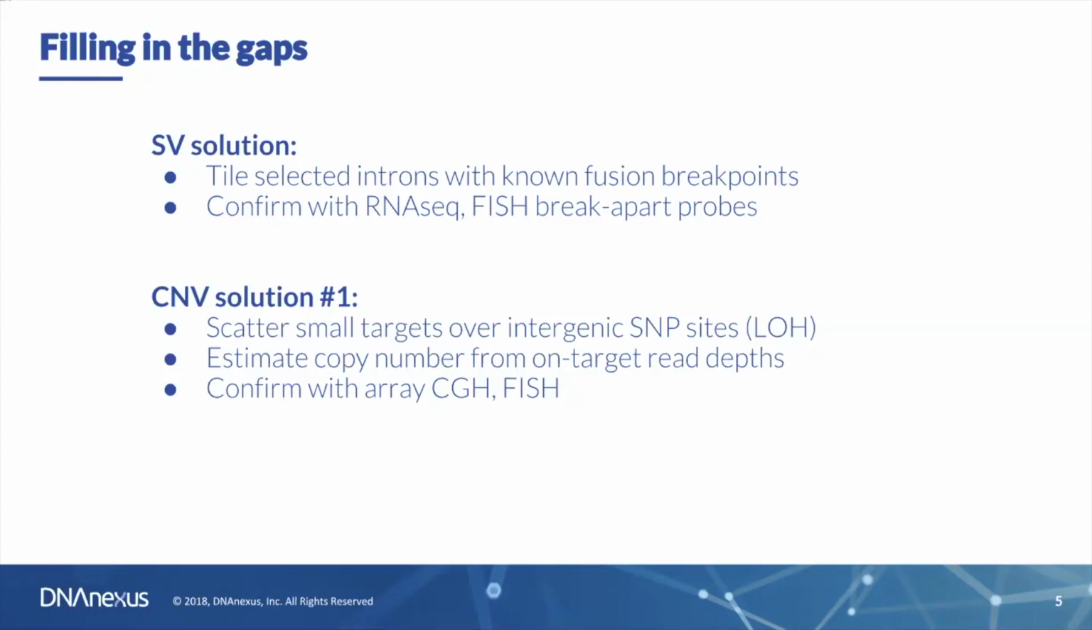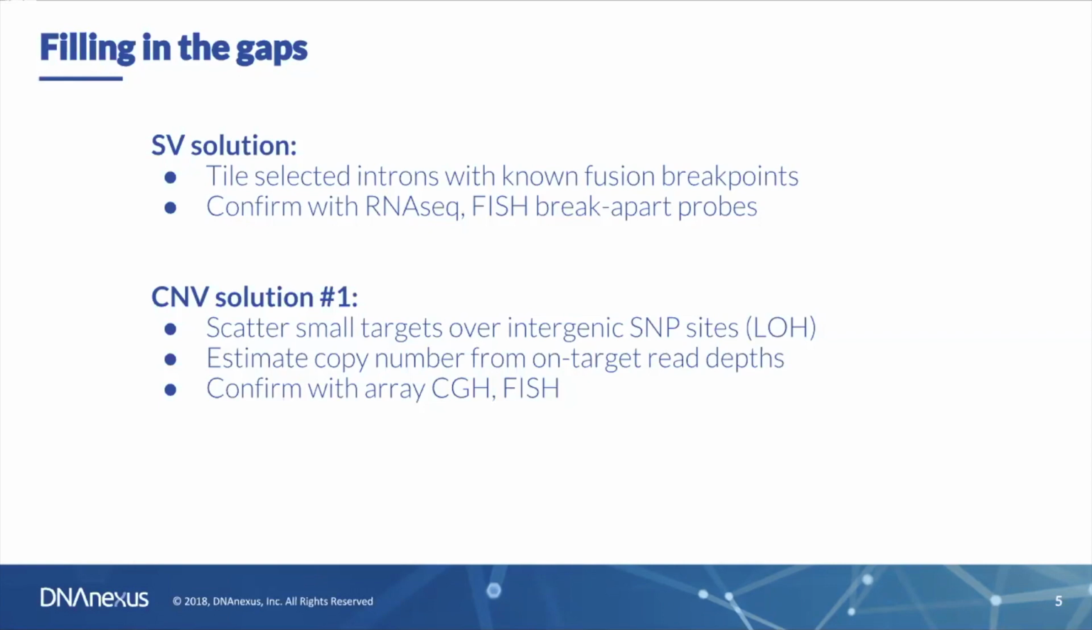This is fairly common practice. These SNP sites are not necessarily useful for diagnostics on their own, but in aggregate, they can give you coarse-grained copy number, maybe at the arm level, chromosome arm level. And by targeting SNP sites, we can probably get a signal for loss of heterozygosity if it's present.